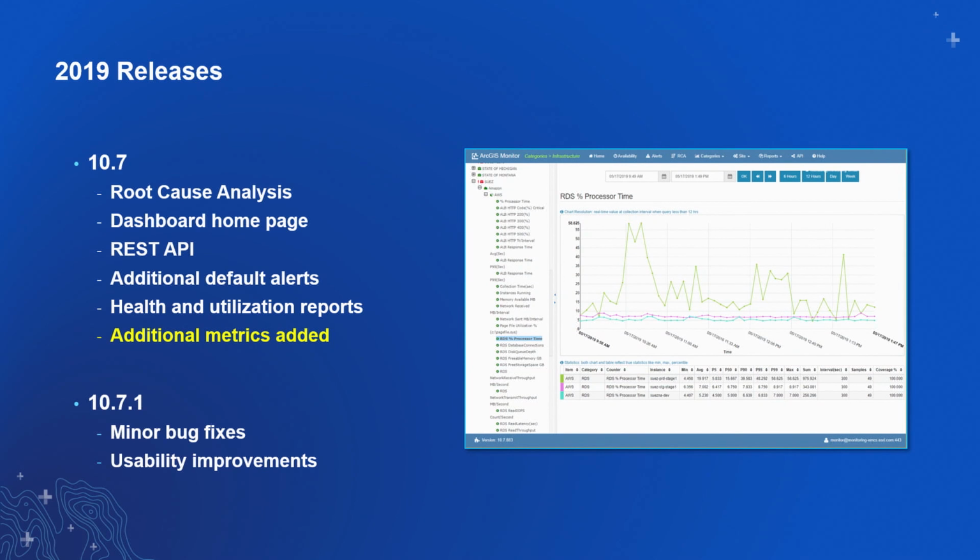And additional metrics. At 10.7, we also introduced AWS metrics. If you're running in the Amazon cloud, we can hook into your account and pull very similar metrics to what you saw throughout this presentation from Amazon. So both on-premise and in the cloud, and we'll look to incorporate other cloud providers in the future.